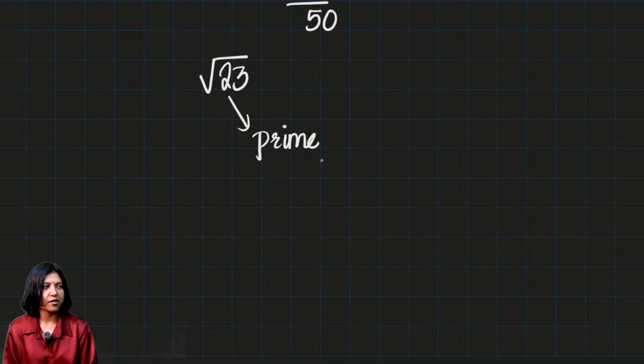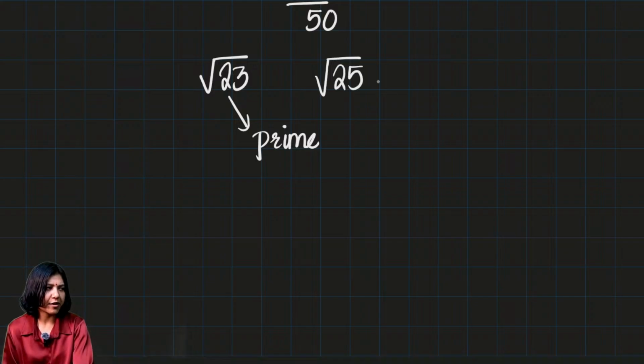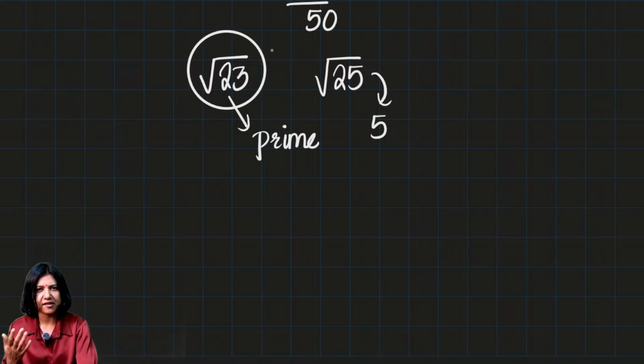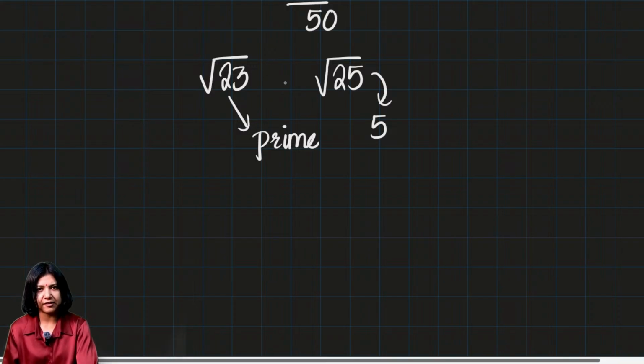So if I have to tell you where it will lie, square root of 25 is 5. So it's very clear that this number will be very close to 5. It will be 4 point something. You can just estimate like that, but you really cannot tell what exact value it would be.